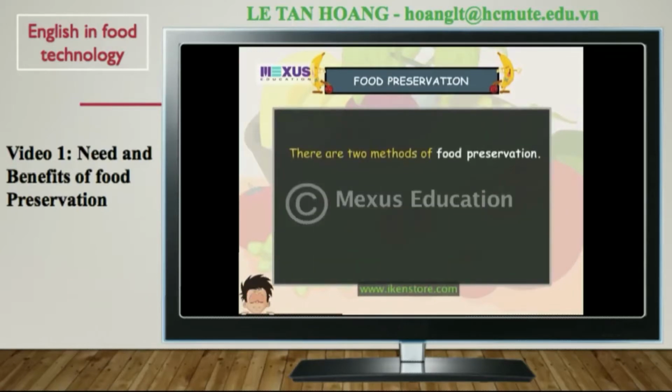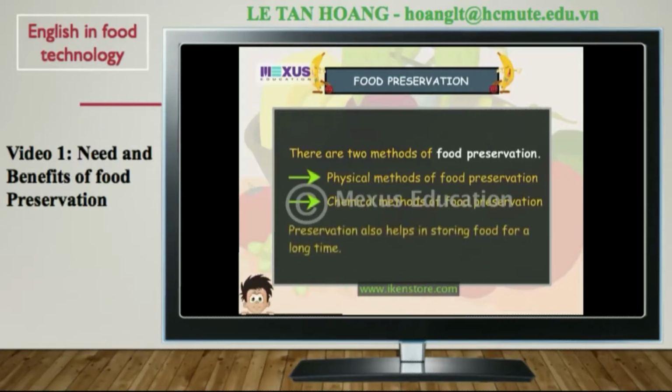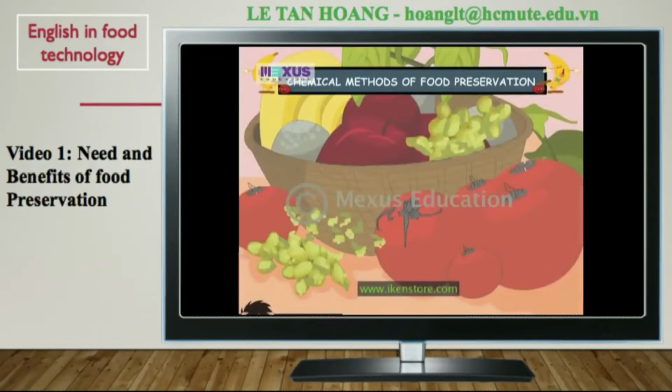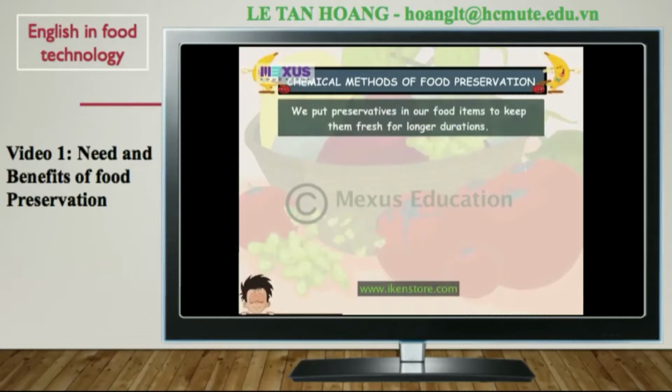There are two methods for the preservation of foods: physical methods of preservation and chemical methods of preservation. Preservation also helps in storing food for a long time. We put preservatives in our food items to keep them fresh for longer durations.